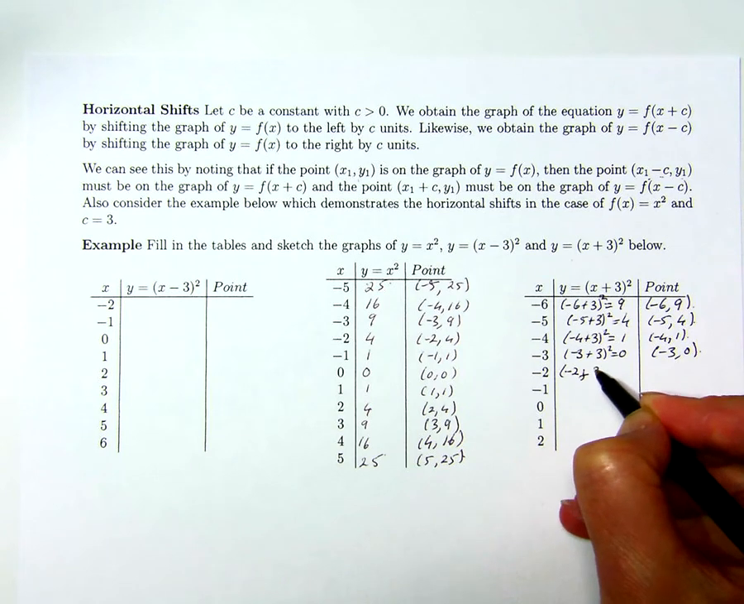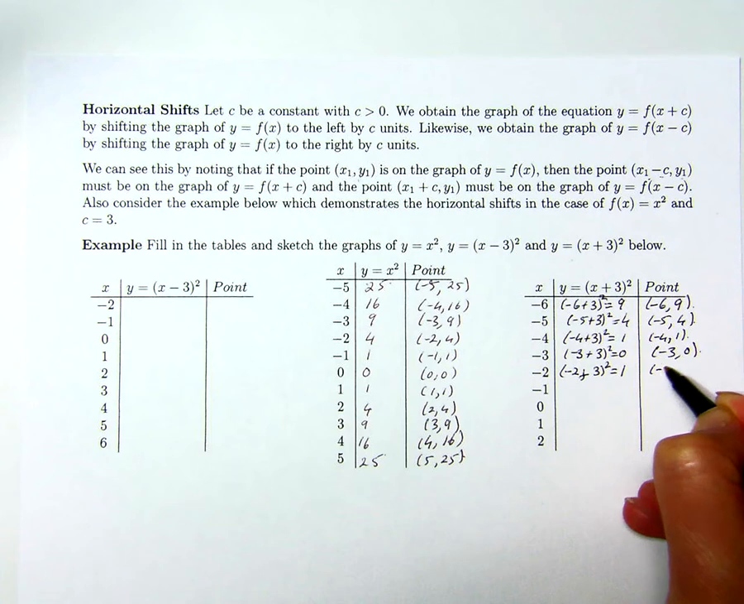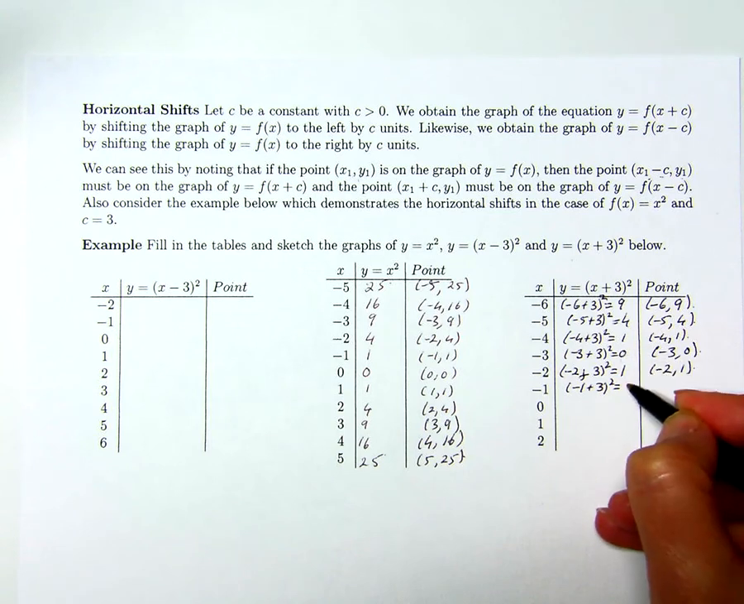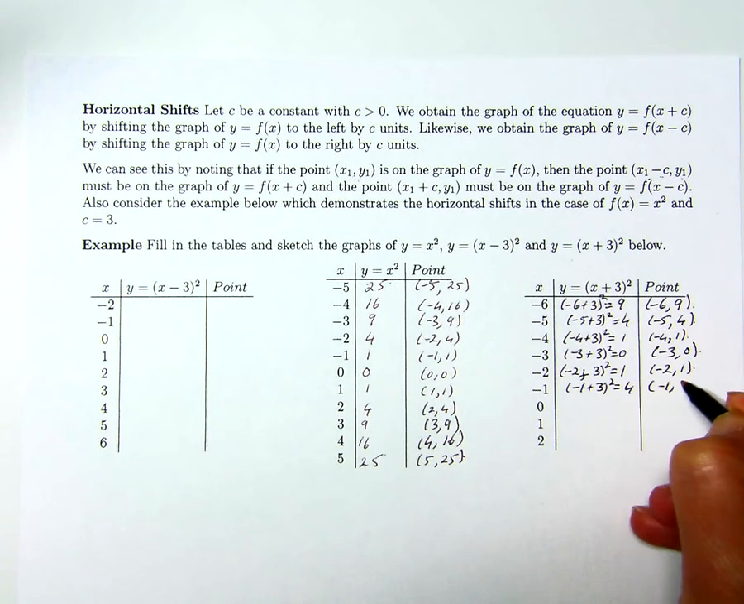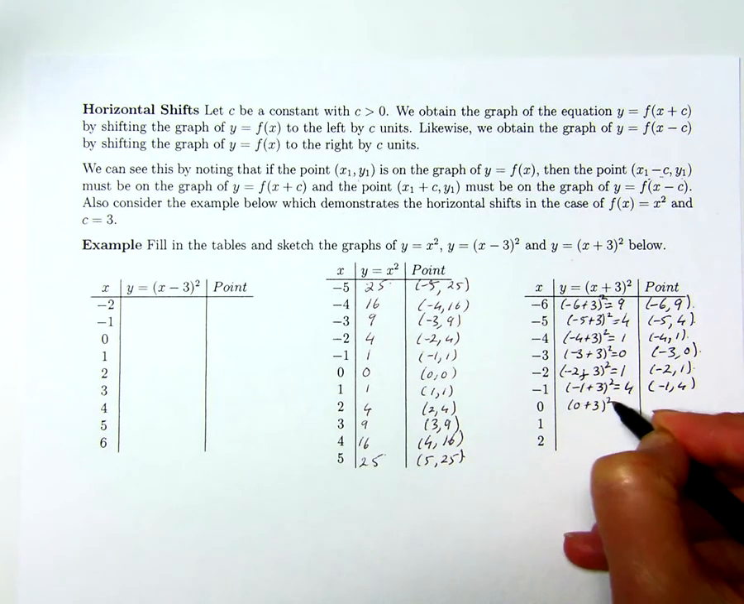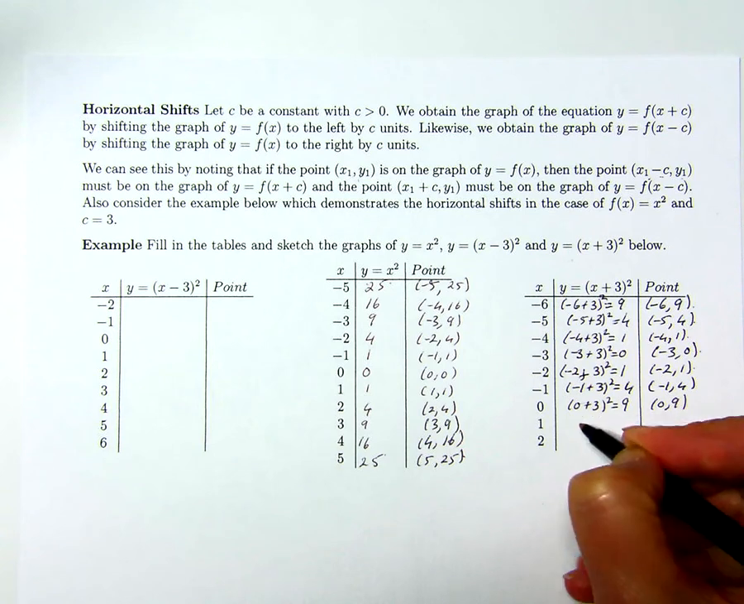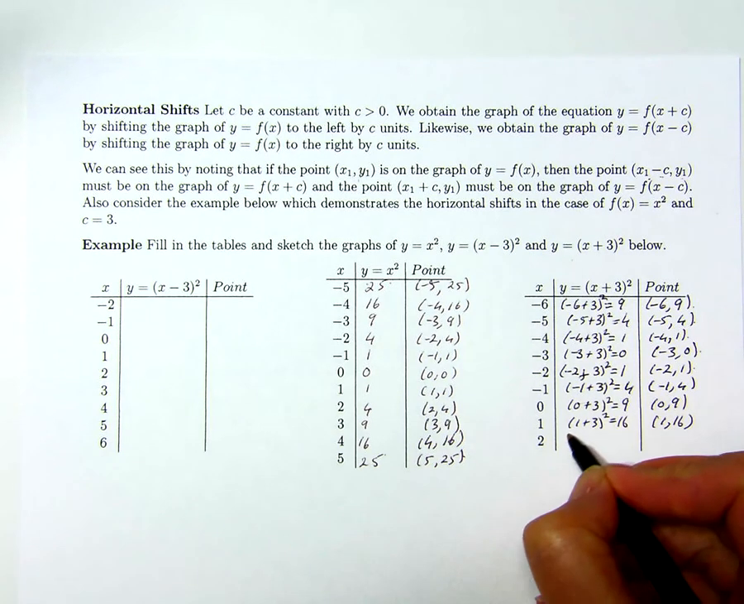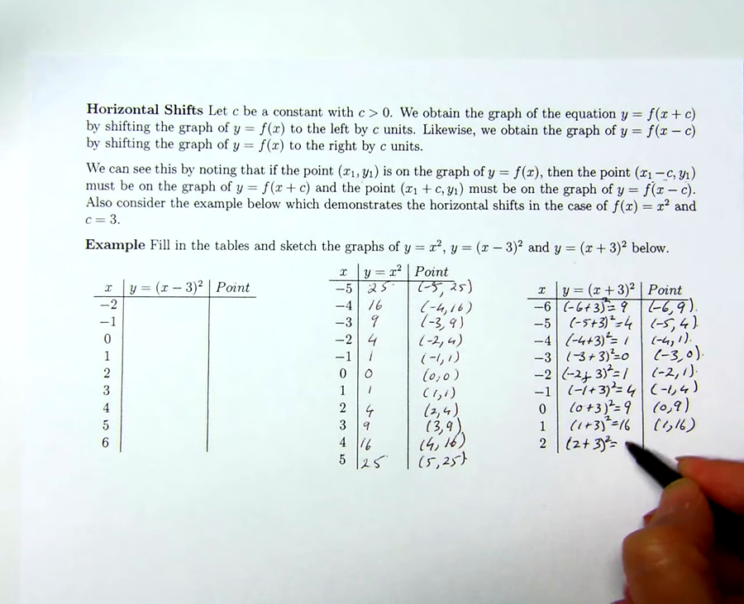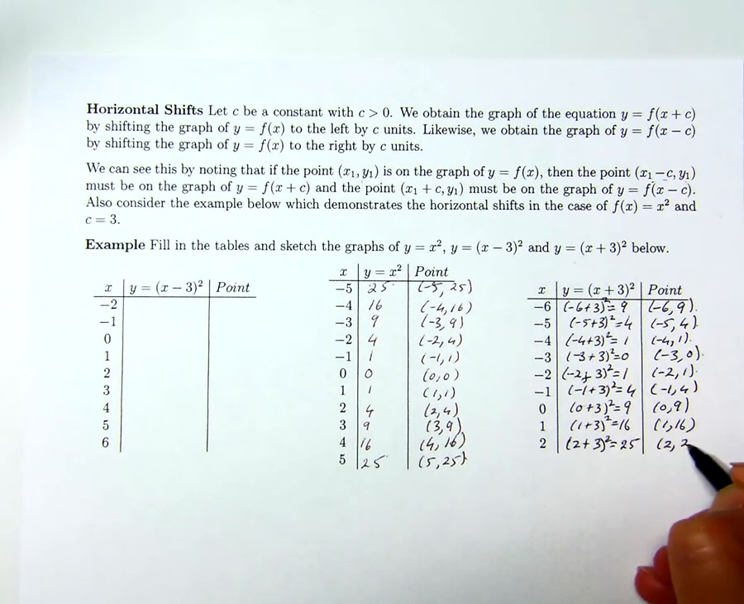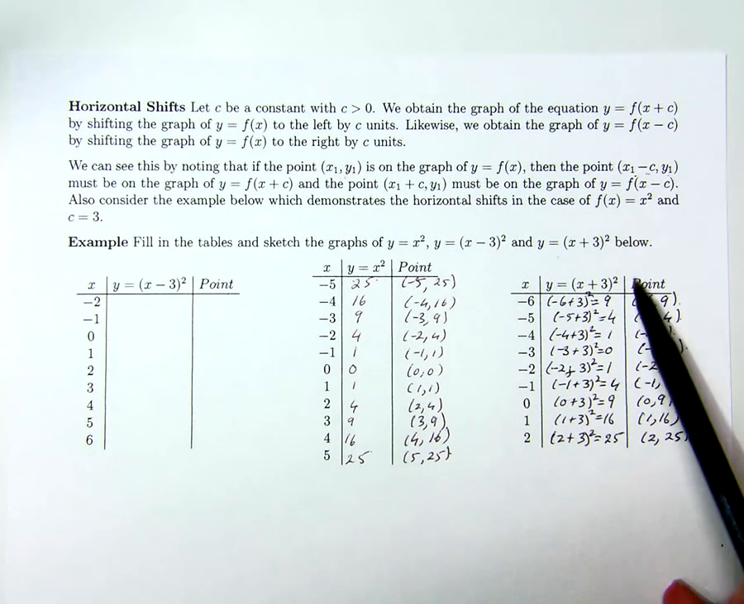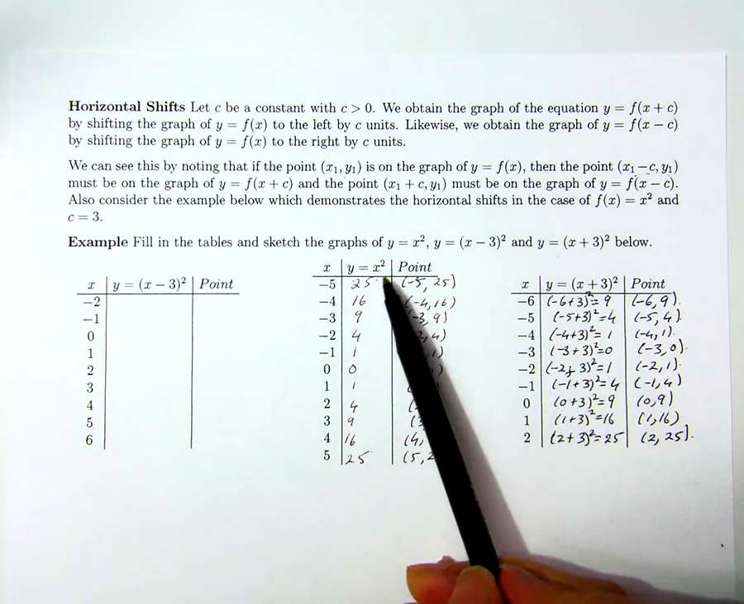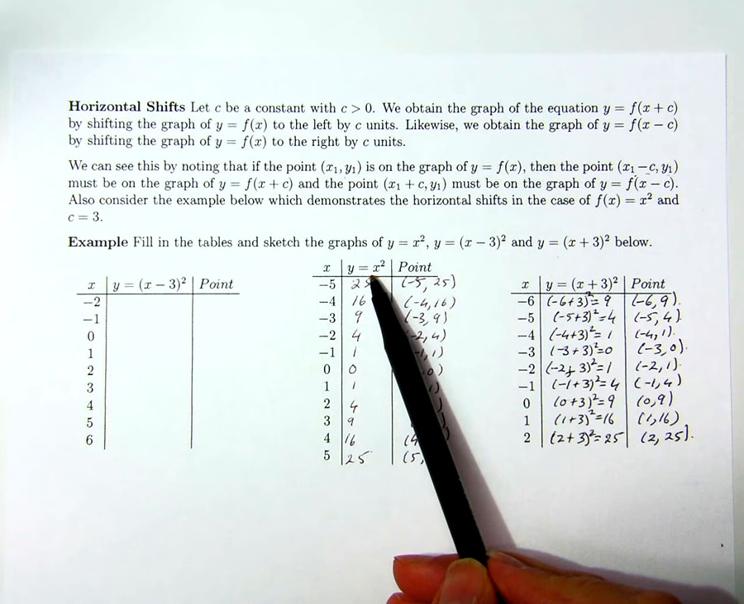Minus 2 plus 3 squared is 1. Minus 1 plus 3 squared is 4. And 1 plus 3 squared is 16. And lastly, 2 plus 3 squared is 25. Point 2, 25 is on the graph. Now, according to what I described above, the graph y equals x plus 3 squared should be the same as this graph, except it's shifted to the left by 3 units.